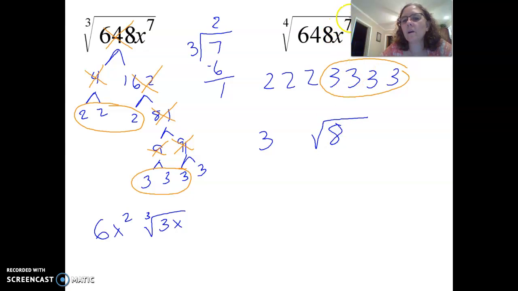Okay, now let's look at our exponent. So when it was a square root, we divided by 2. When it was a cube root, we divided by 3. So now it's a 4th root. We're going to need to divide by 4, right? So let's do that. I'm going to divide 7 by 4. 4 goes into 7 one time with 3 left over. Okay, now just like the other ones, this one goes outside. And just like the other ones, this one, the remainder, goes on the inside.